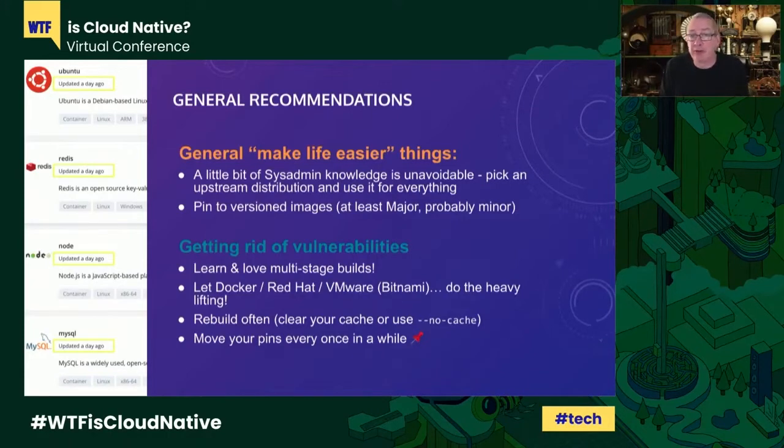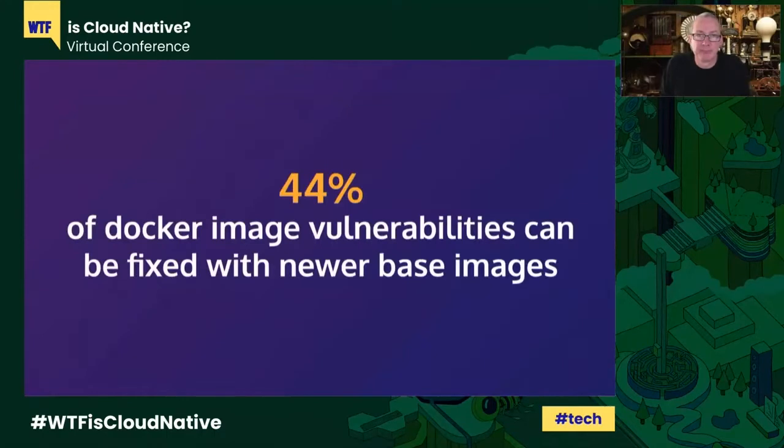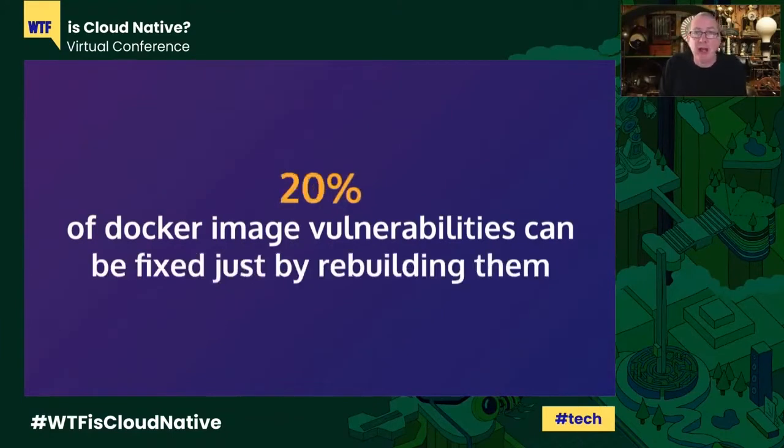Rebuild often. Lots of times this will get you security fixes just as part of the build process. And consider moving your pins every once in a while. Upgrading to new versions will also bring in more security fixes. And fixing isn't usually very hard. Over 40% of Docker image vulnerabilities can usually be fixed by upgrading the base image. And over 20% of them can be fixed just by rebuilding, since a lot of Dockerfiles will run some kind of upgrade during the build process.